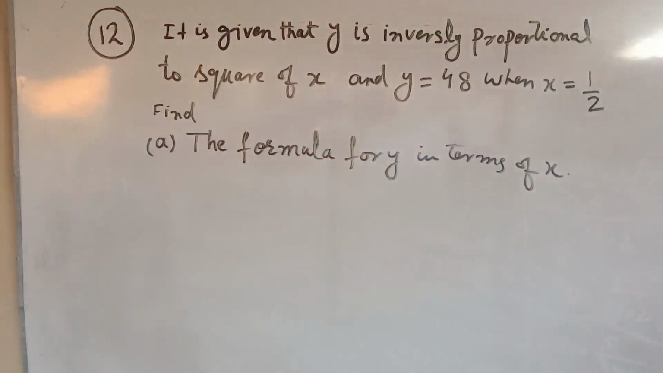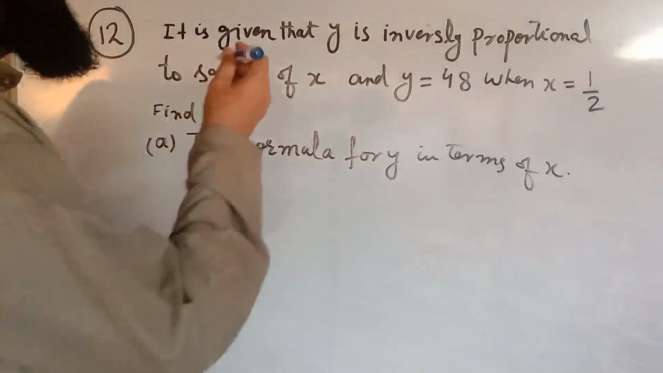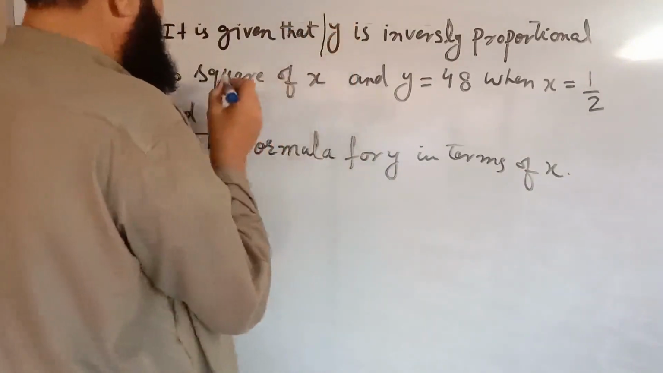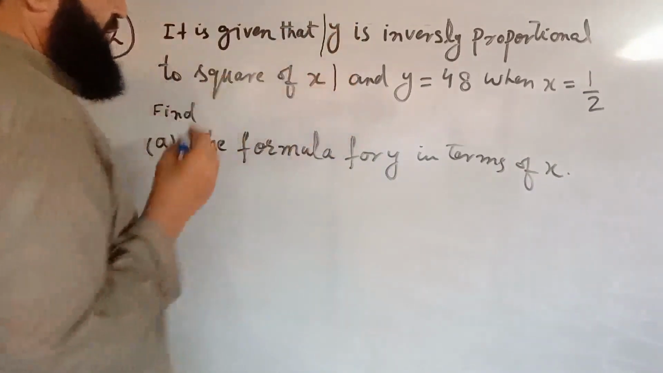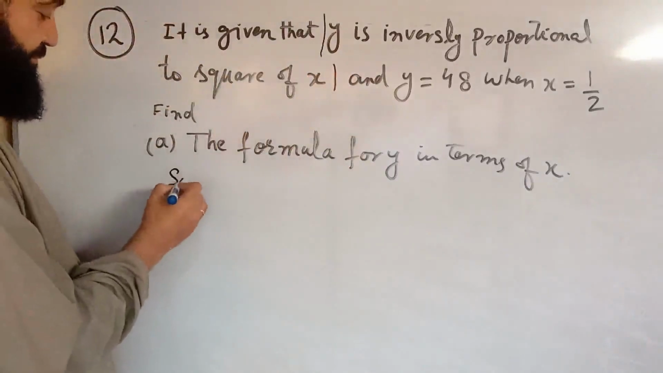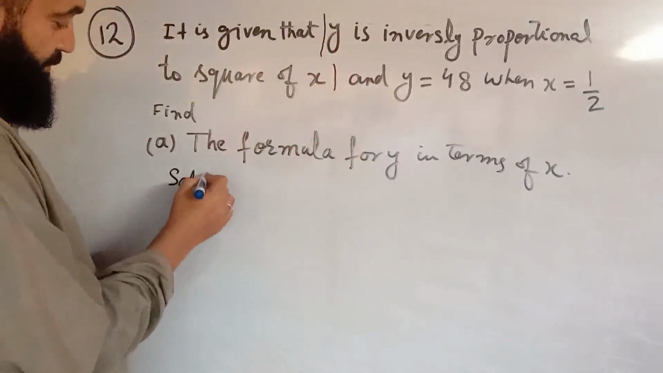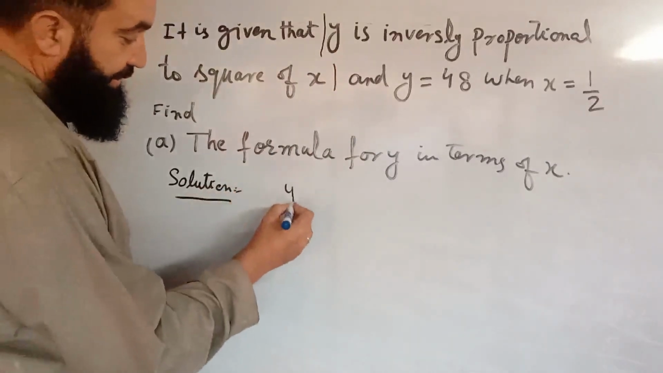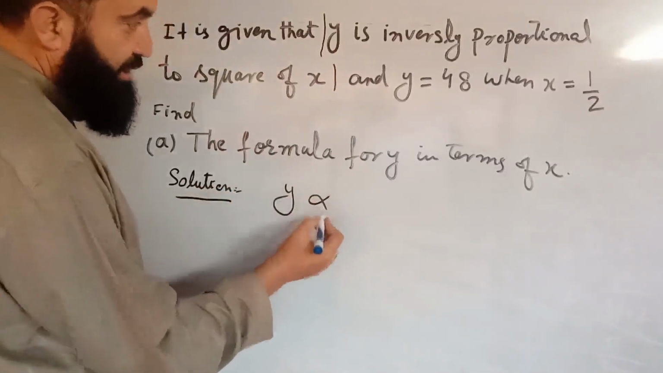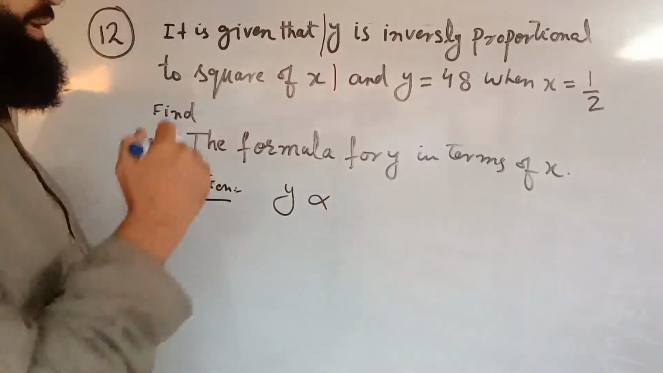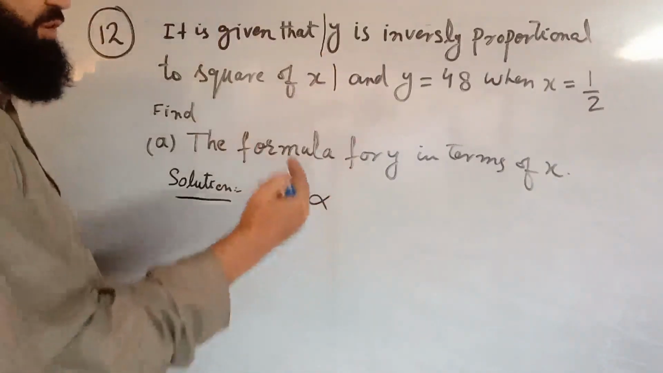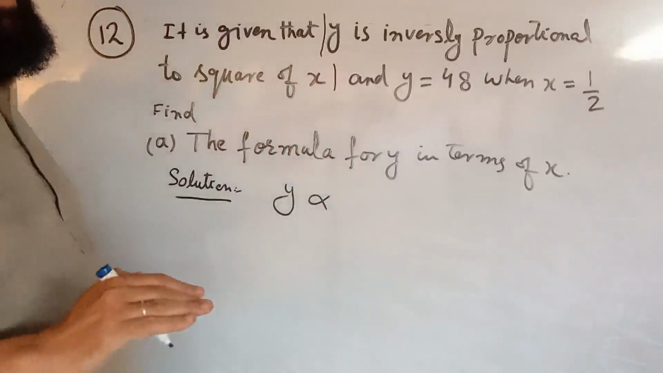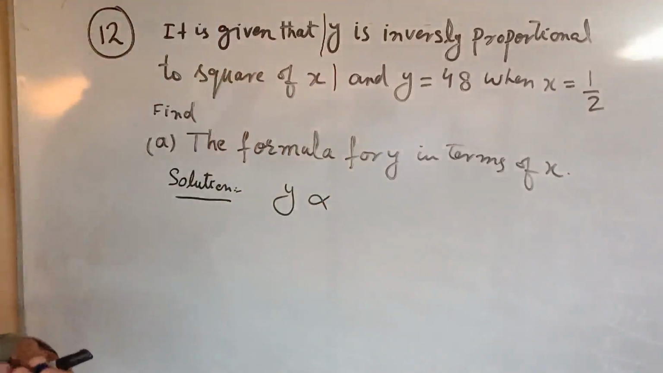We have to find the formula for y in terms of x. See, first we have written the mathematics: y is inversely proportional to the square of x. Solution: y is inversely proportional to. Inverse means when one quantity increases, the other decreases. If we increase x, y will decrease.